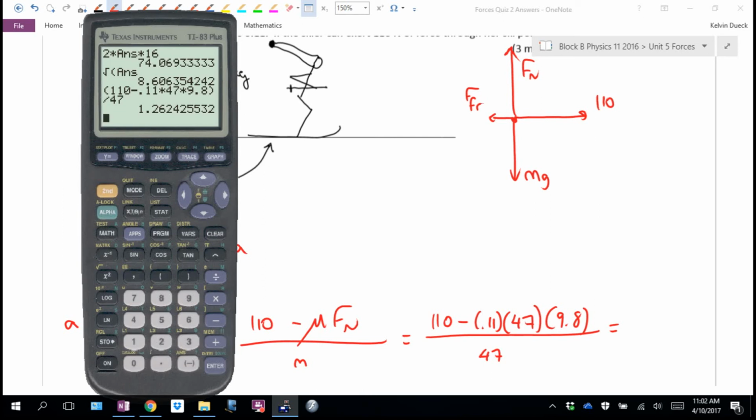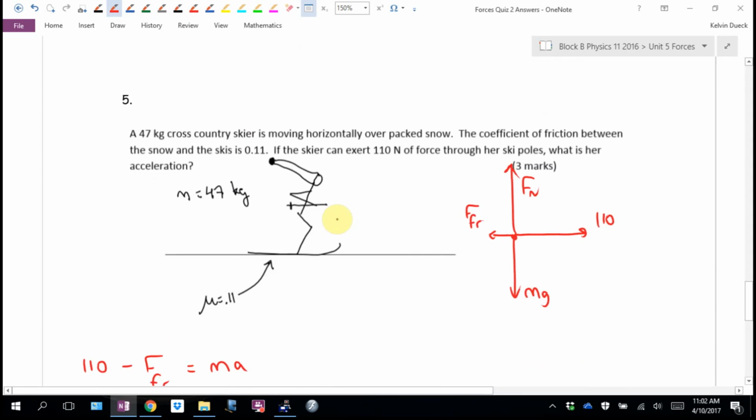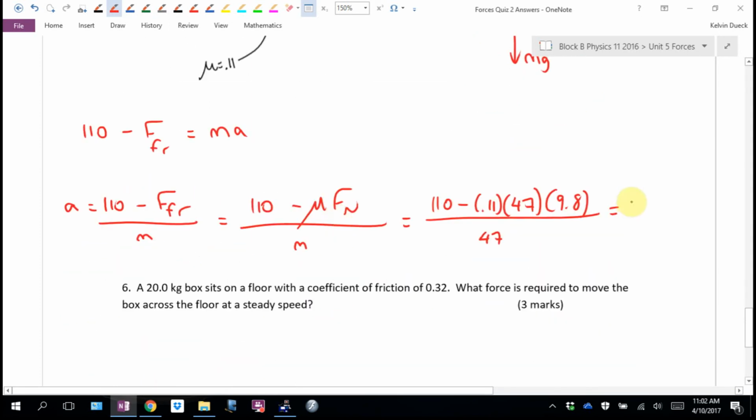I'd take that. Well, how many sig figs should I go to in this question technically? I guess 2. So I'm going to write 1.3 meters per second squared. If you got that, 3 out of 3. Otherwise, I would probably go something like this. 1 mark for that. Half mark for that. Half mark for that. Half mark for that. And a half mark for the answer. I think that adds to 3 marks.